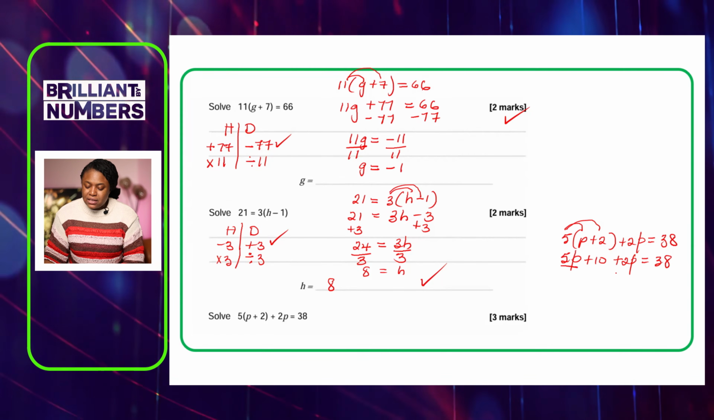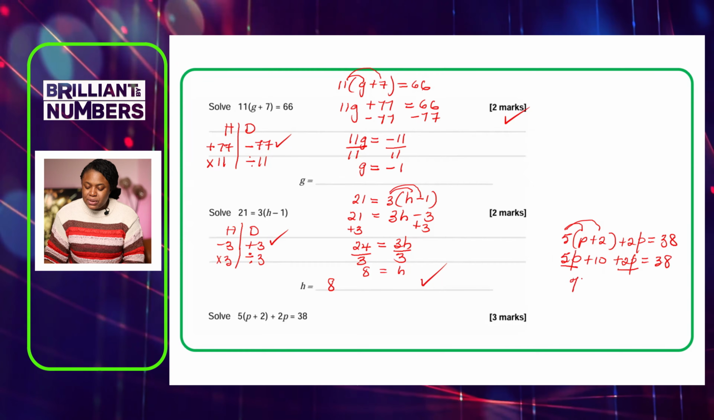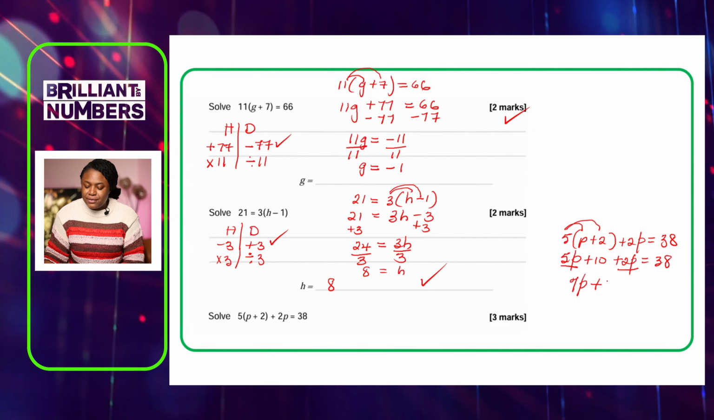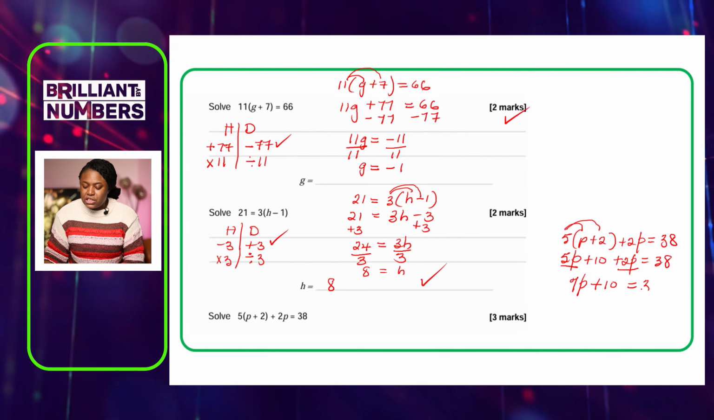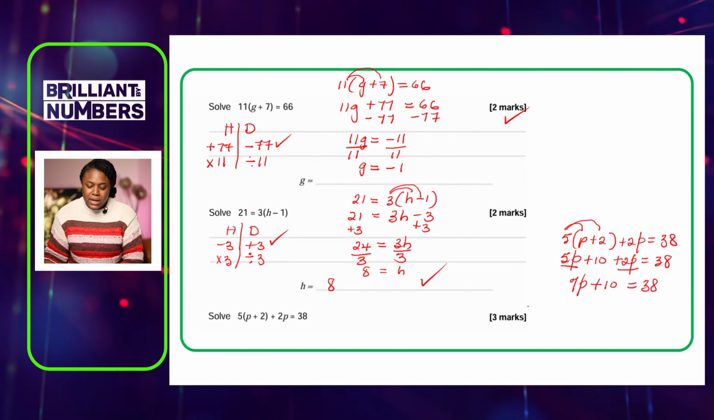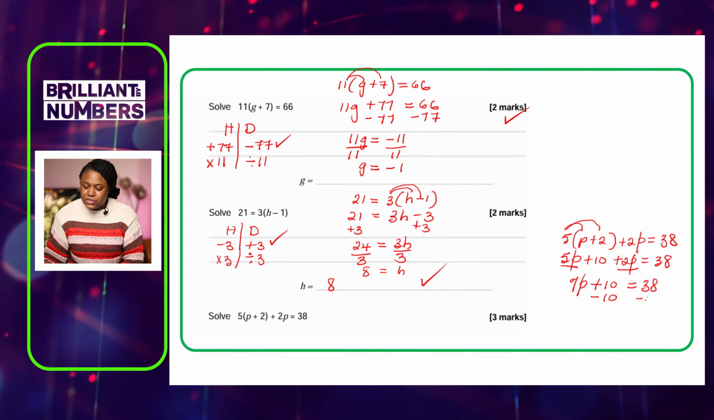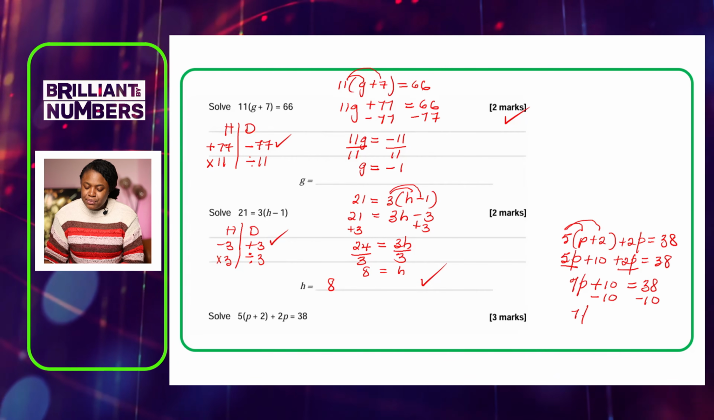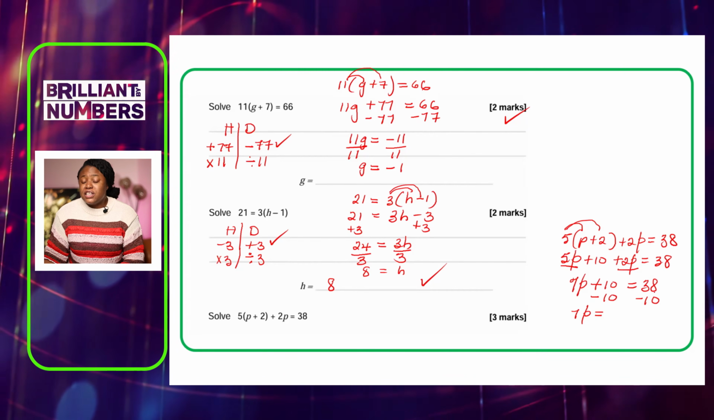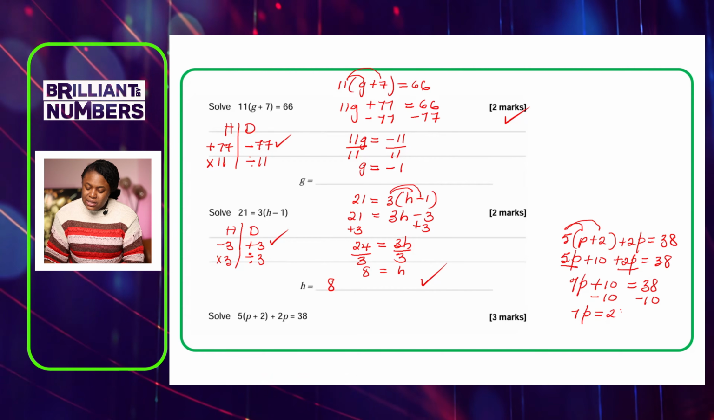We need to collect our like terms here. So this gives me 7p add 10 equal to 38. Then I've got a plus 10, so I'm going to minus 10 from both sides. So 7p is equal to 38 minus 10, which is 28.